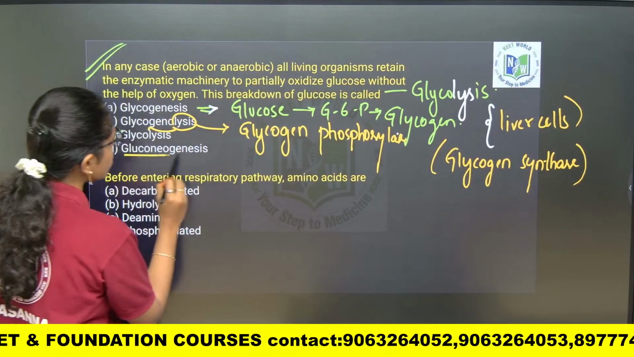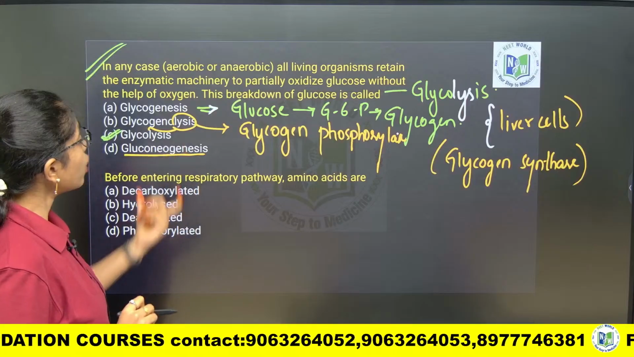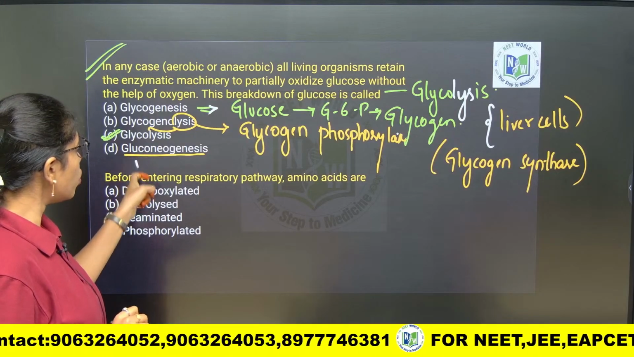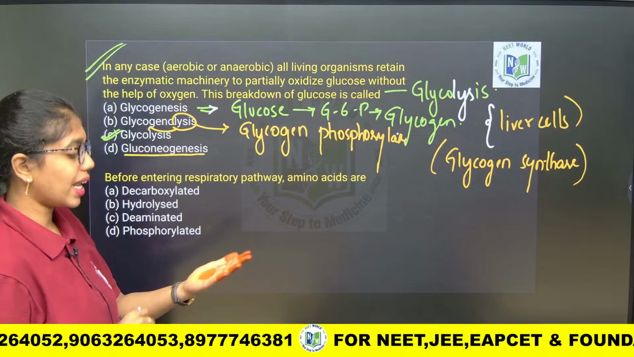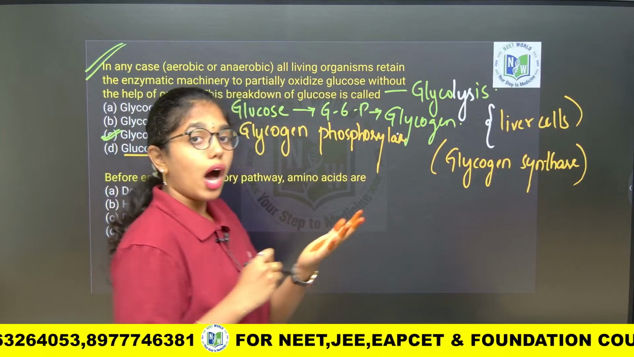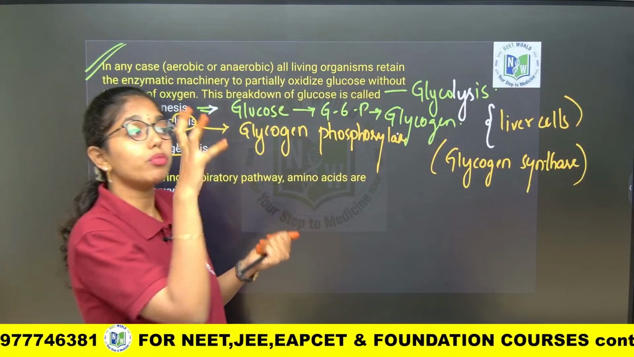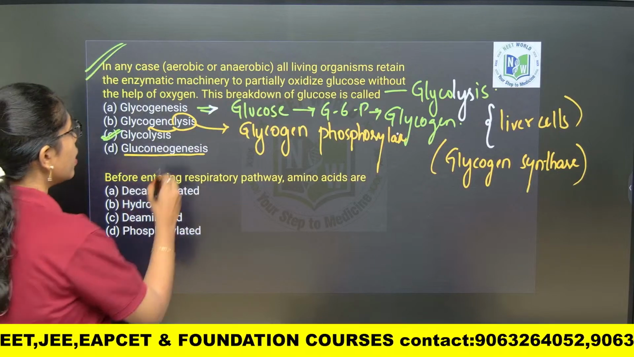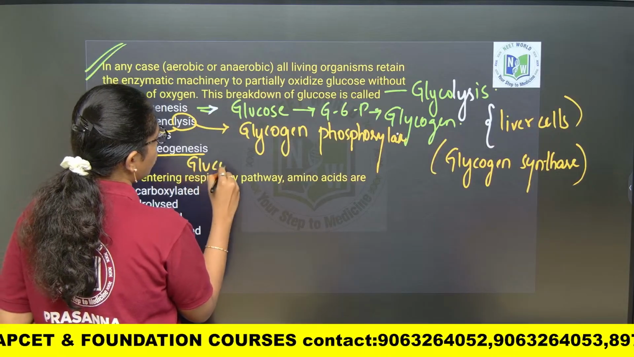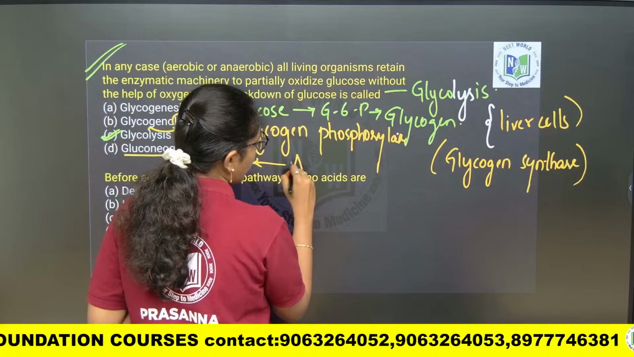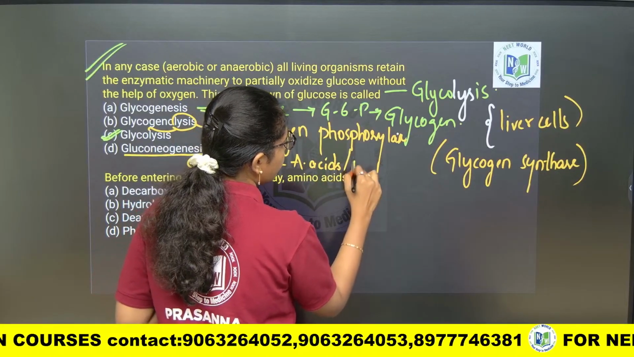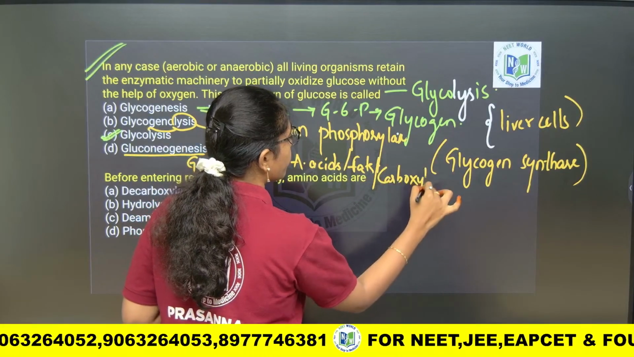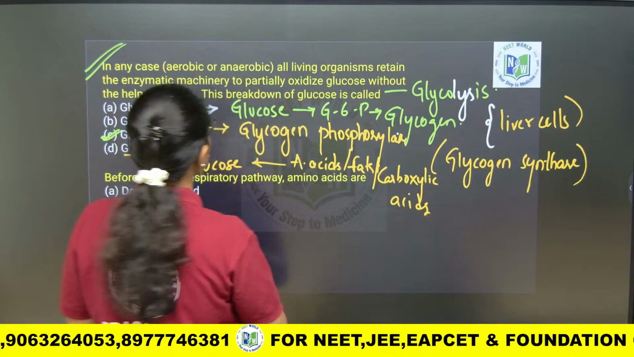And the last option D, gluconeogenesis. Gluconeogenesis is the formation of glucose from non-carbohydrate sources like proteins or fats or amino acids. Synthesis of glucose from those non-carbohydrate substrates is called gluconeogenesis. This is the formation of glucose from amino acids or fats or any carboxylic acids also. So, this is clear to you, right?